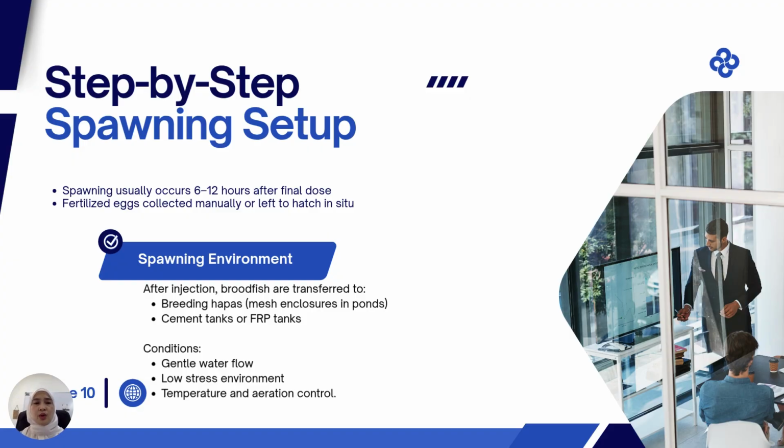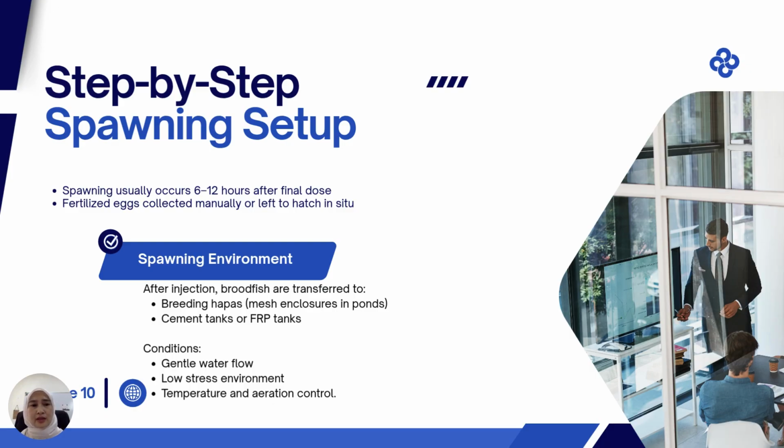All right, so spawning occurs normally between 6 to 12 hours after the final dose, whether the single dose for the male or the second dose for the female. The fertilized eggs are collected manually or left to hatch in situ. For the spawning environment, we have to be sex specific, and we have to prepare for this after injecting the fish.